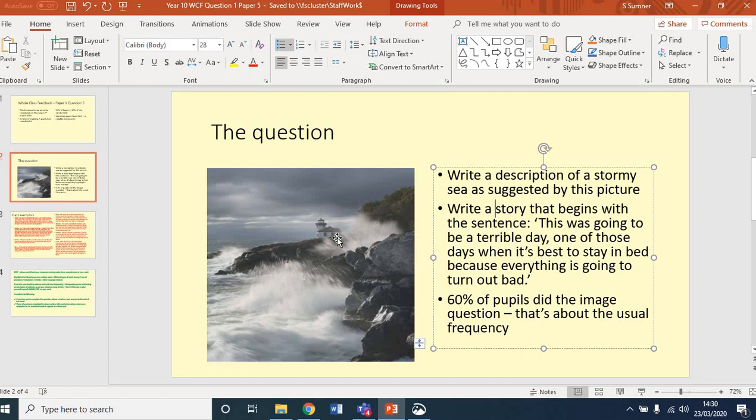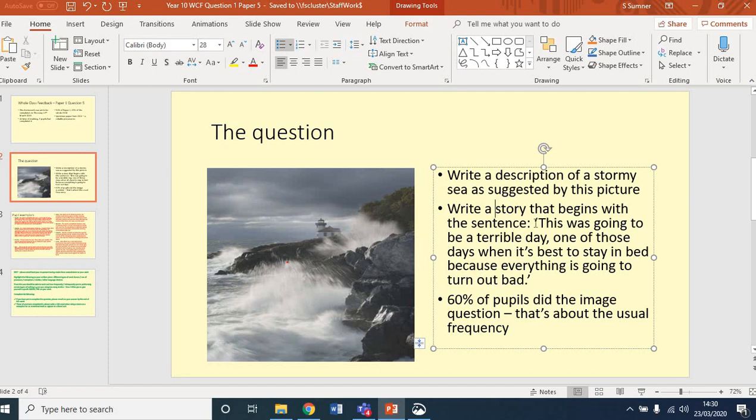So for example, this is the sort of thing where certain very able pupils might write a perspective of a stormy sea from the viewpoint of the rock as opposed to a person, and I think it's that kind of developmental thinking that we want to encourage.